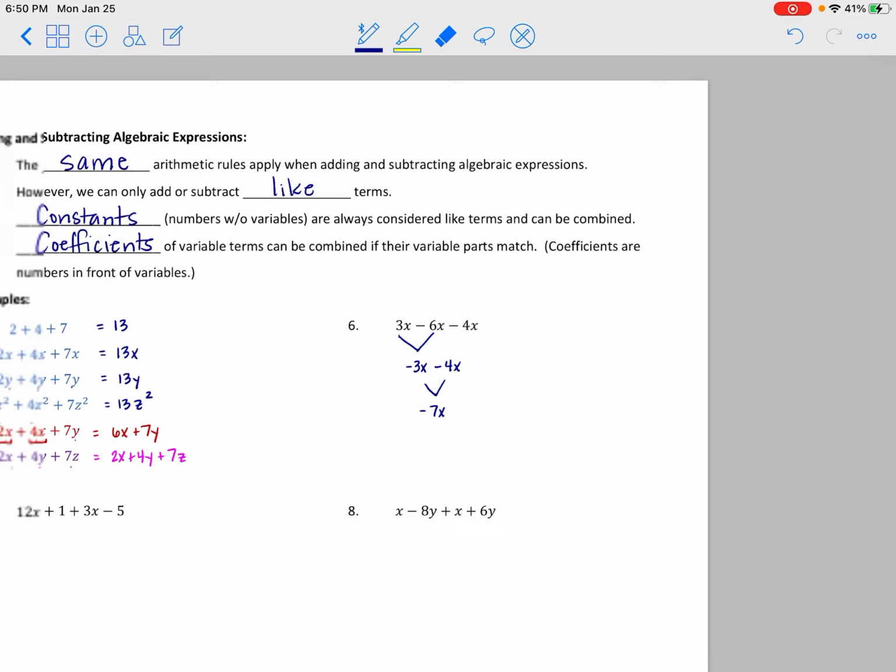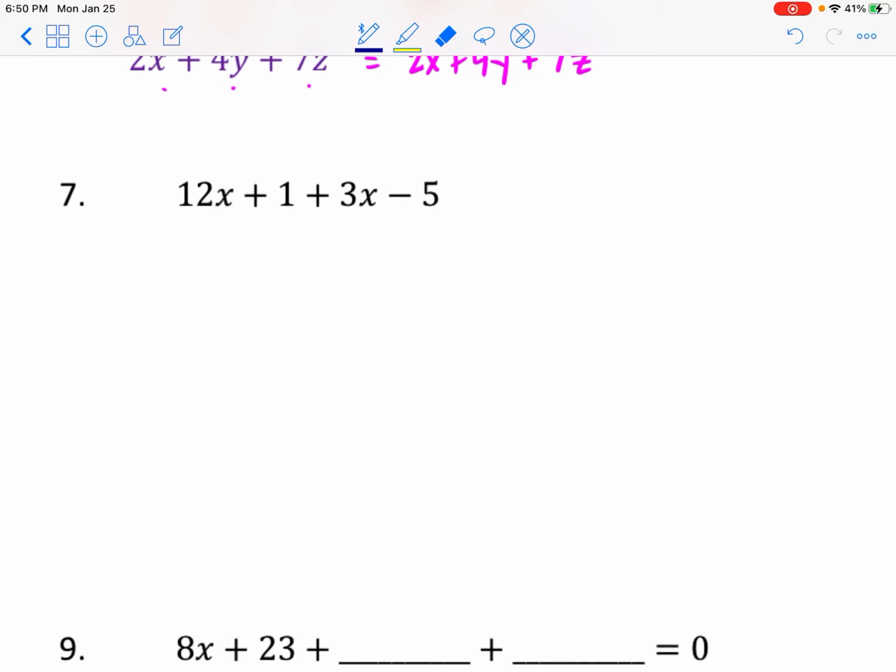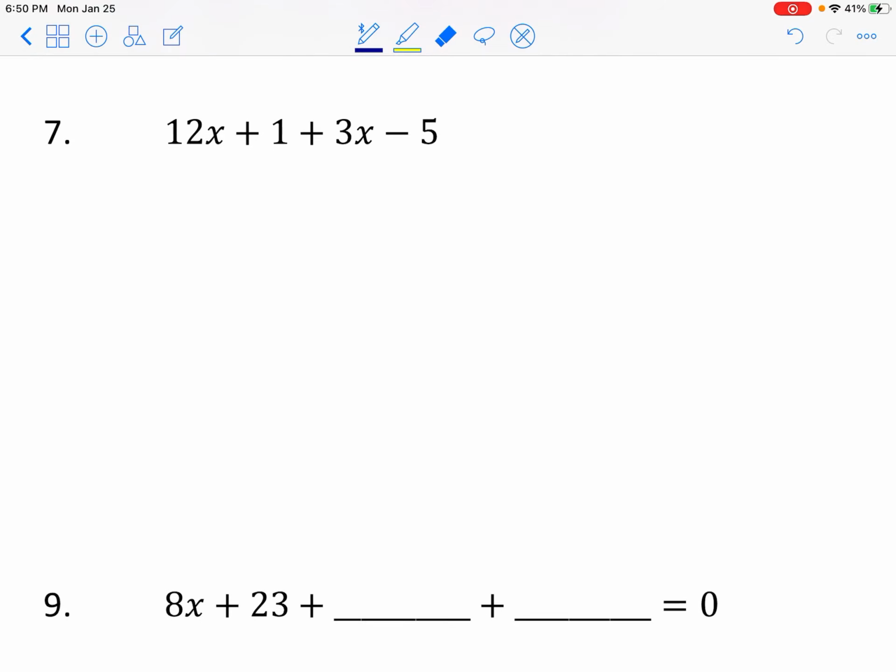All right, let's do another one here. Okay, looking at number 7, I have 2 sets of like terms, so I can combine these 12 x's and these 3 x's. So when I put together the coefficients of 12 and 3, I end up with 15 of those x's all together. And then I can combine these constants. So 1 and negative 5 can go together. 1 and negative 5, those are different signs, so I find the difference, which is 4, and I keep the sign of the bigger number. 5 is bigger than 1, so that's going to be a minus 4.